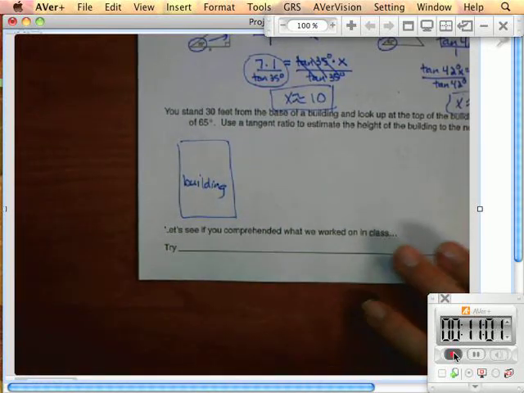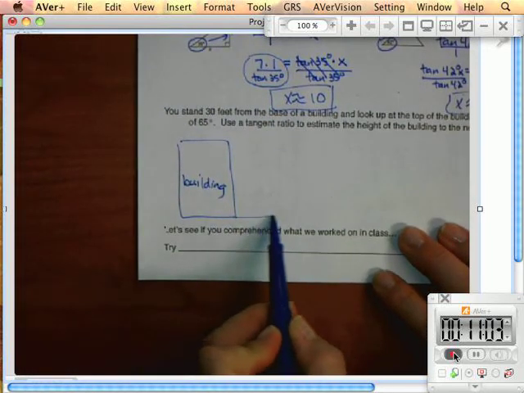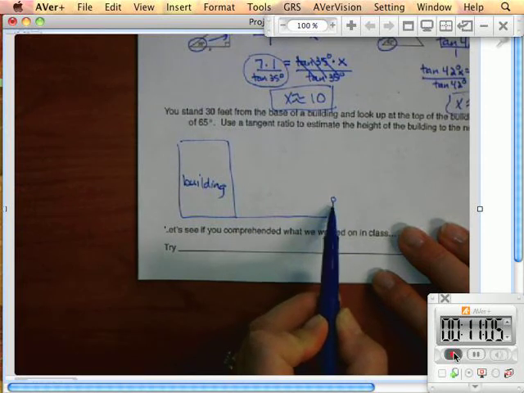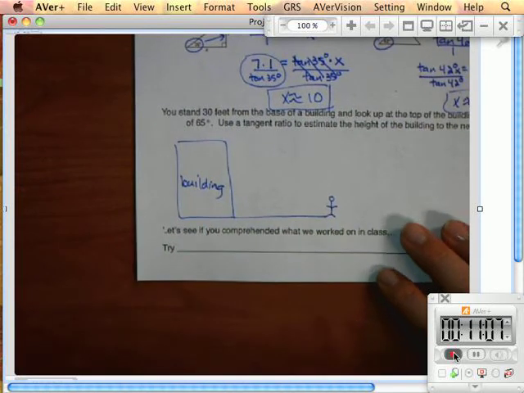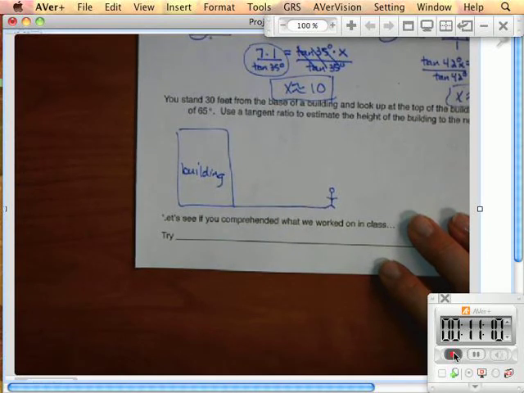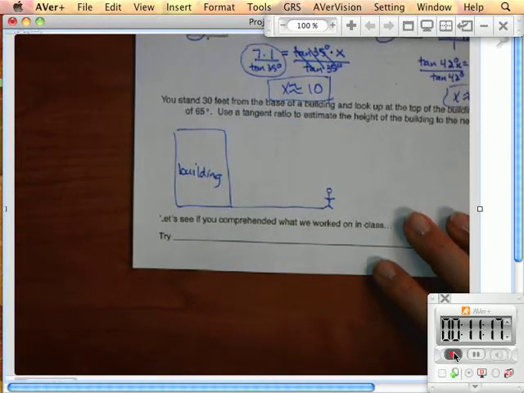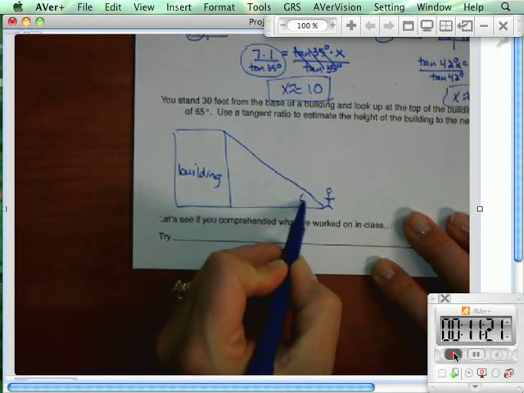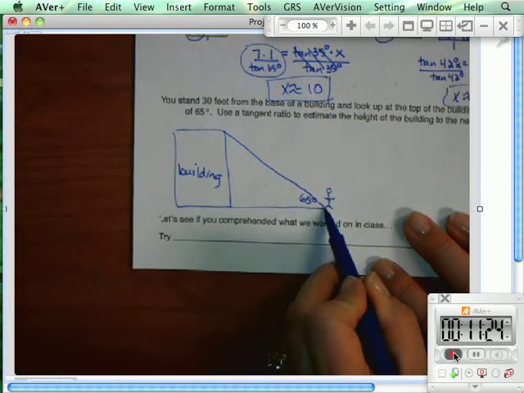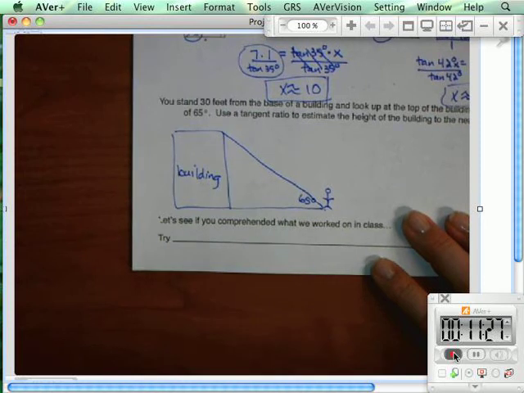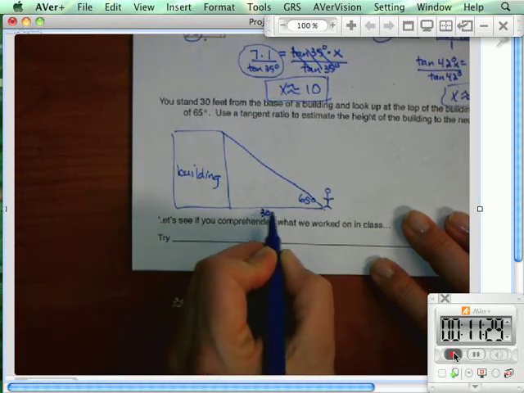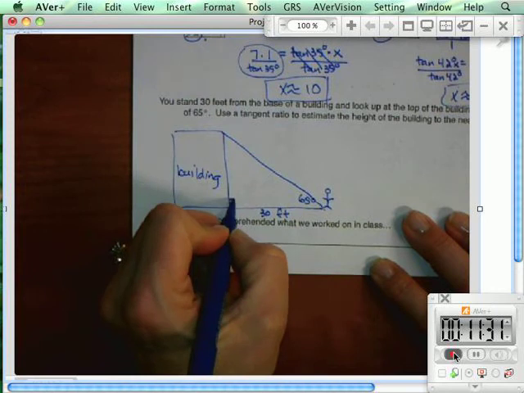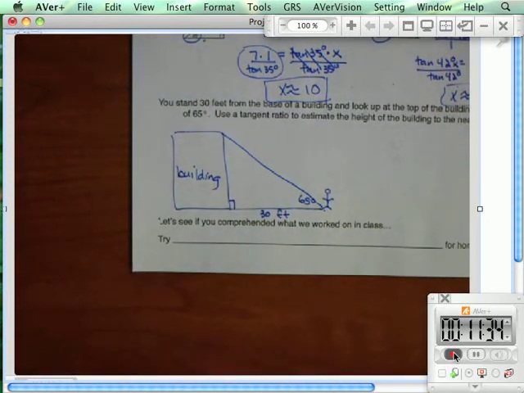It says, you stand 30 feet from the base of a building. There. We need to draw that. 30 feet from the base of a building. Okay. Then it says that you're going to look up from where you're standing to the top of the building at a 65-degree angle. We're going to pretend your eyes are right down there. And this is 30 feet. You're standing 30 feet. And we're going to assume that the building is straight up and it's a right angle.